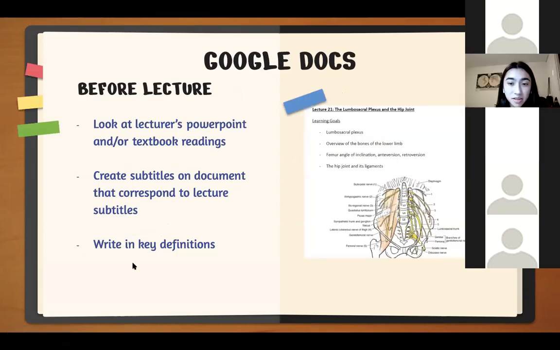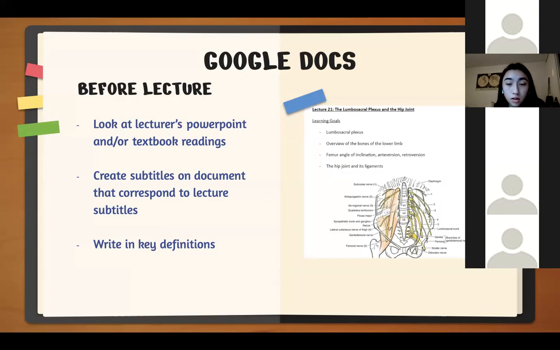Hi, I'm going to be talking about the next note-taking technique, which involves using Google Docs. This style of note-taking involves working on your notes before, during, and after lectures. This allows you to retain information over a longer period of time, and it makes studying for tests and examinations a lot easier.